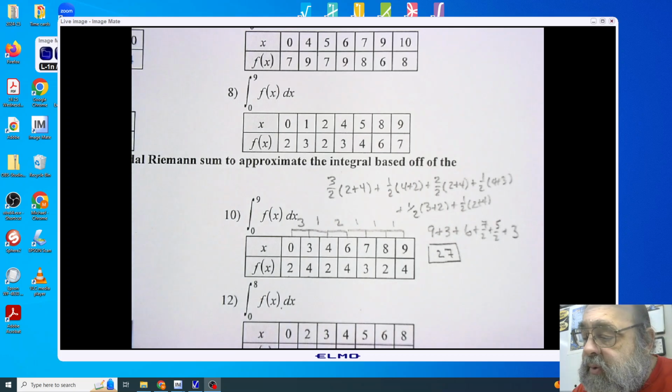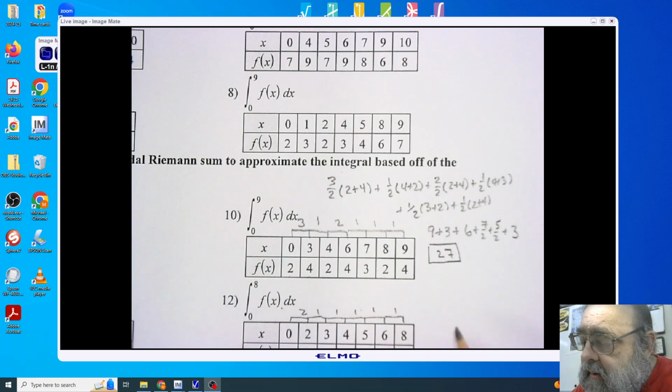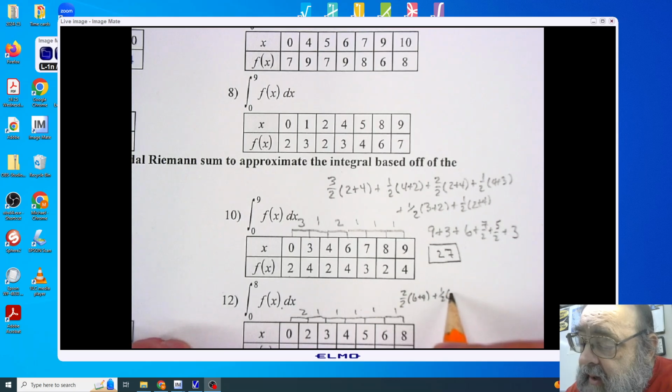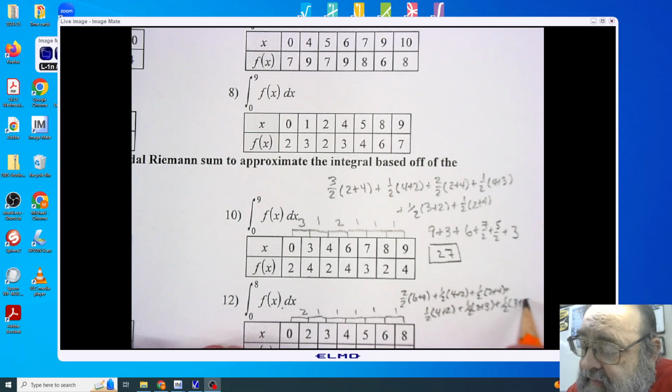Let's go ahead and take a look at number 12 and do it again. We have a gap of 2, gap of 1, gap of 1, gap of 1, gap of 1, gap of 1. So 2 divided by 2 multiplied by 6 plus 4, 1/2 multiplied by 4 plus 2, 1/2, 2 plus 4, plus 1/2, 4 plus 2, plus 1/2, 2 plus 3, plus 1/2, 3 plus 5.